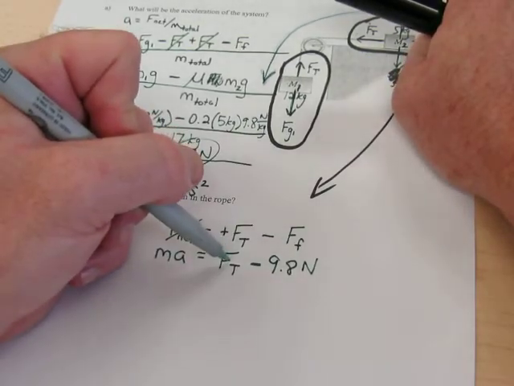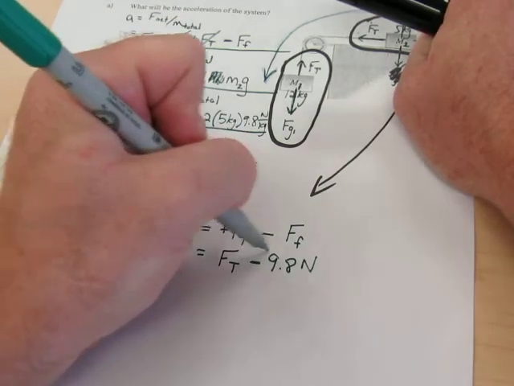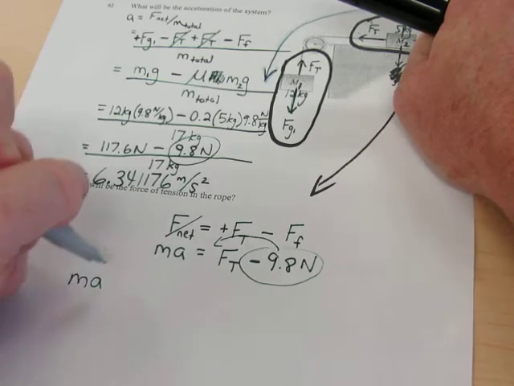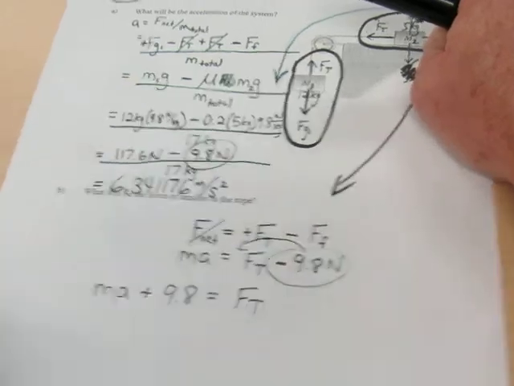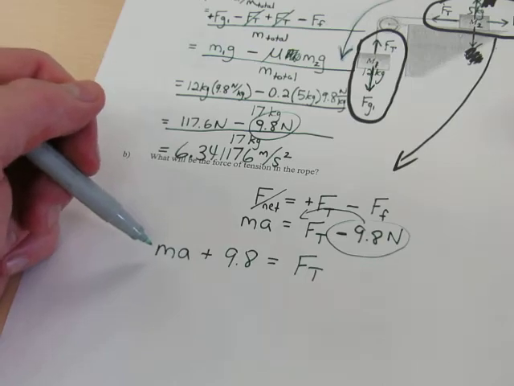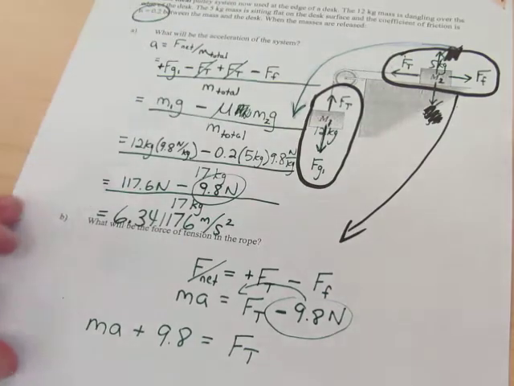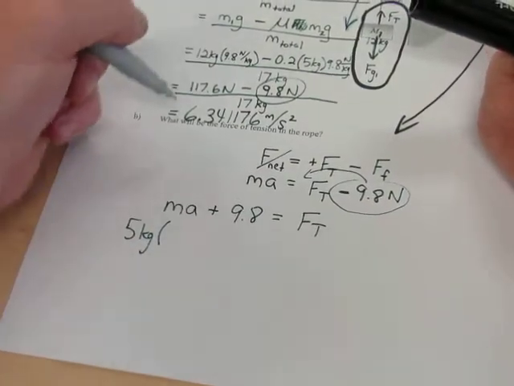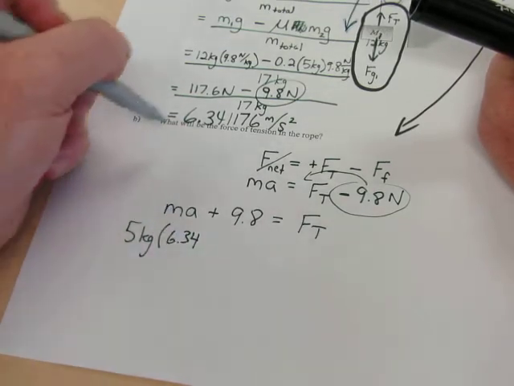You want to isolate for force of tension, and you want to substitute in your acceleration from part A. So bringing this to the other side is going to change it into a positive. We're going to have MA plus 9.8 equals the force of tension. And let's do these substitutions. The mass, be careful, don't use 17, don't use 12. This is a net force formula for just this 5 kilogram mass. So it's 5 kilograms. The acceleration is the acceleration from part A, and the less you round it, the more exact the answer is going to be.